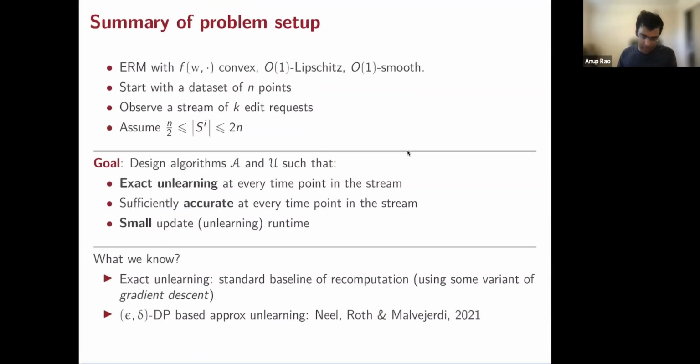So what do we know? For exact unlearning, the only baseline we have is just to retrain every time step. And the most closely related work to ours is the epsilon-delta differential privacy based one. And I will briefly mention some comparison with it later.